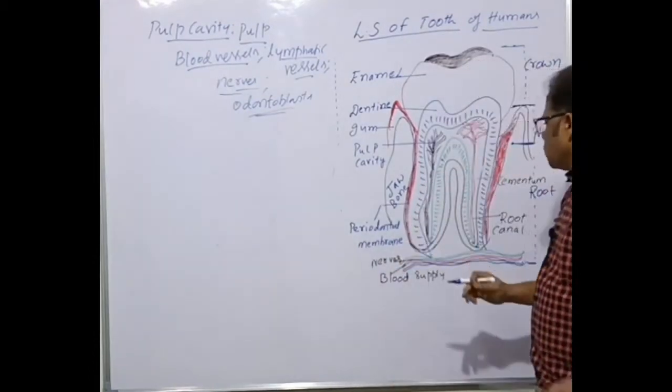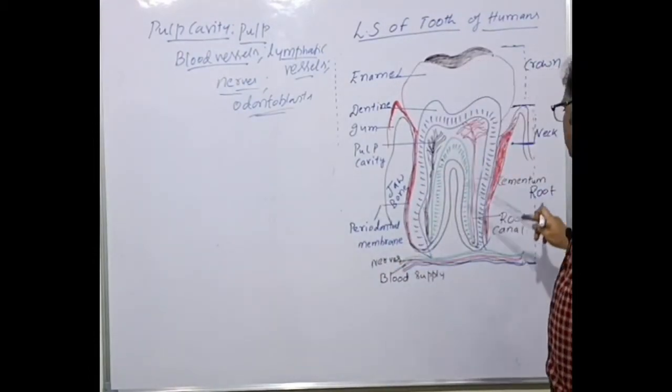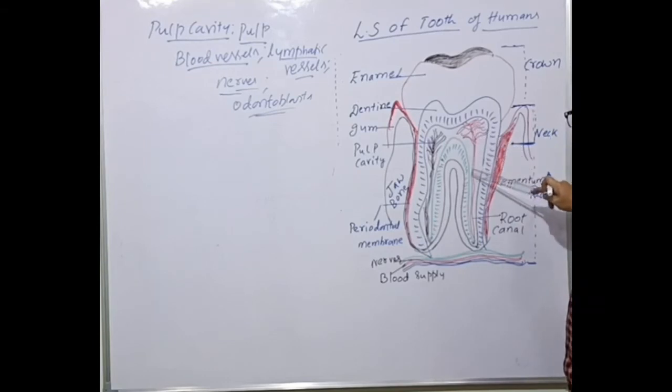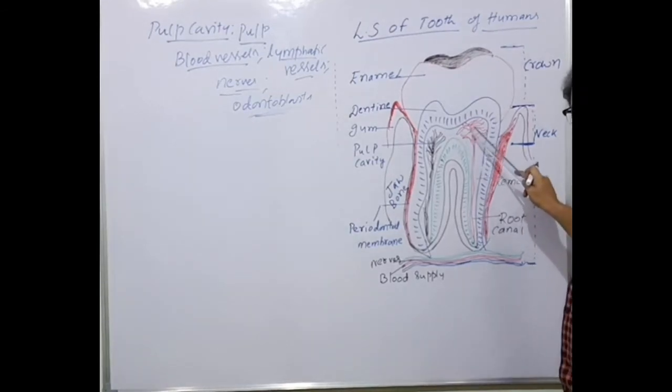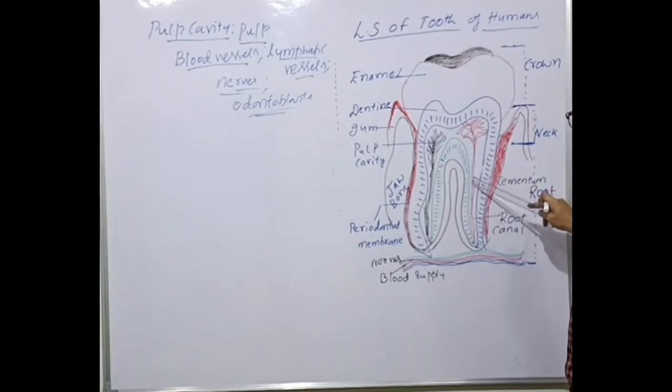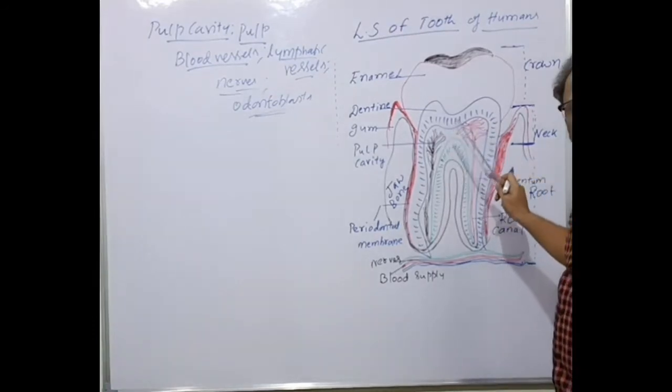The pulp also contains very important structures called the root canal. Can you see, all of you? These are narrow extensions present throughout the pulp cavity, called the root canal. The root canal is supplied with a rich supply of blood.